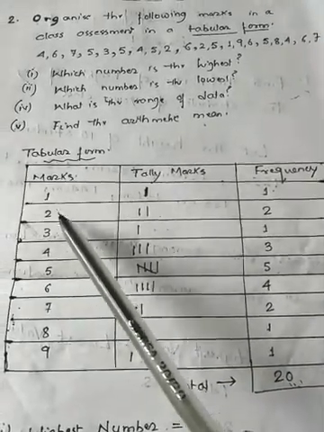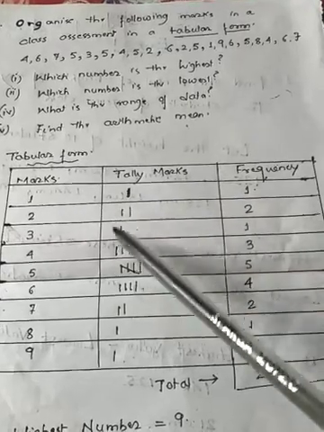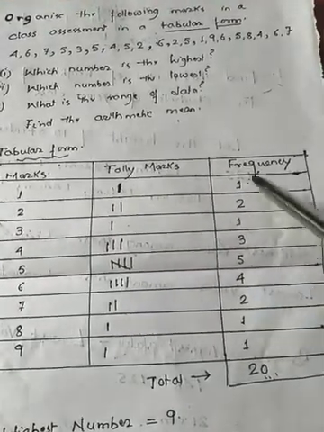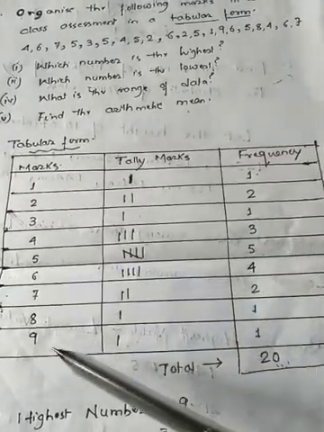Now the same thing you have to do with 2. How many 2s are there in the observation? 2 only. So I have given 2 marks, 1, 2. In the frequency column you have to write 2 in figures. The same thing you have to repeat for all the numbers.